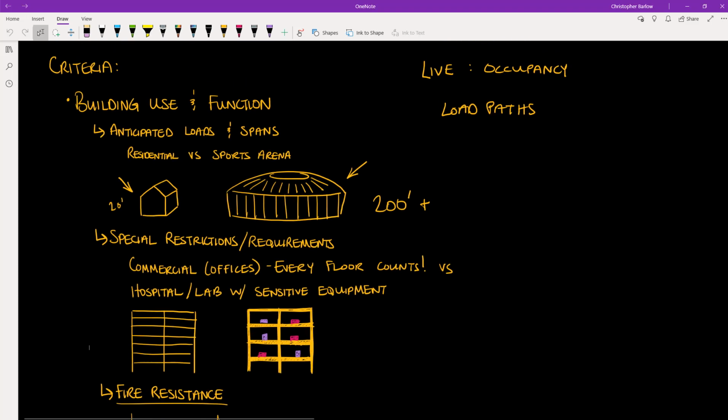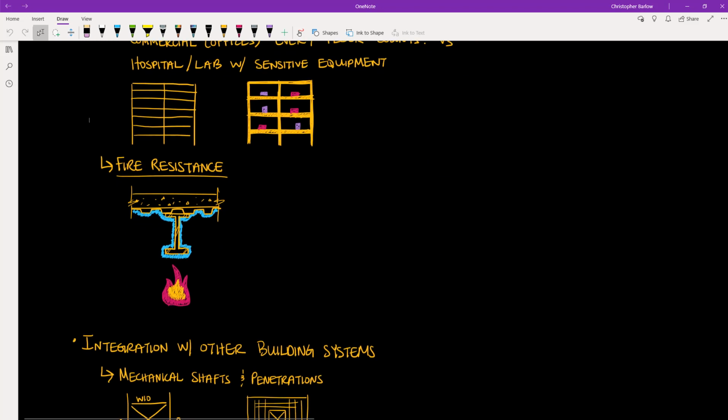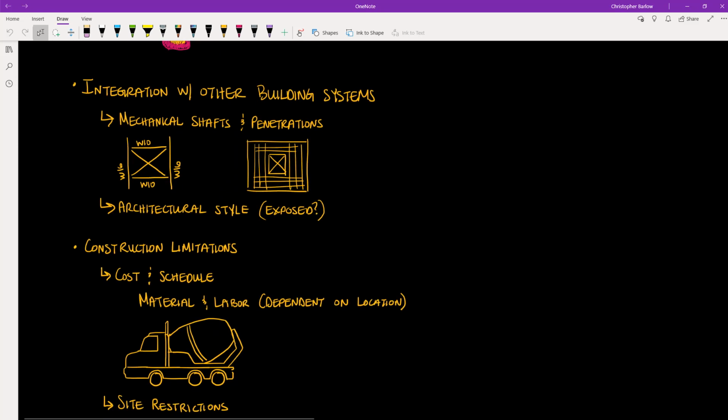Lastly, for this first set of criteria for building use and function, we have the fire resistance of the material. And there are actually chapters in the IBC that will restrict the types of structural materials that we can use for different types of buildings based on their fire resistance performance. And we'll be looking more into those chapters in the final week of this course. For now, let's move on to our other criteria.